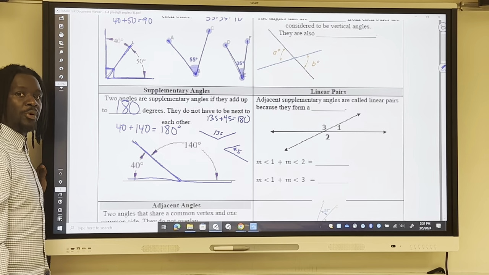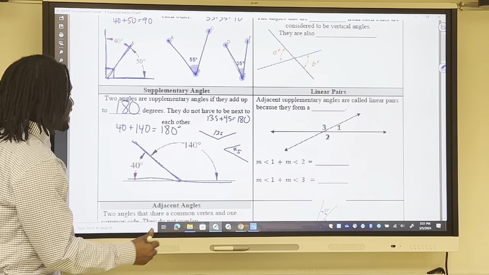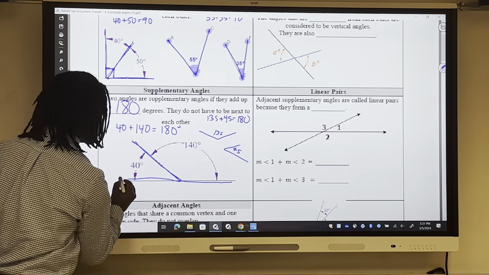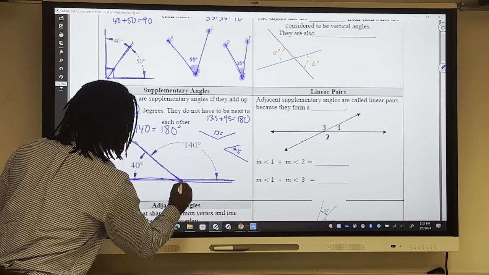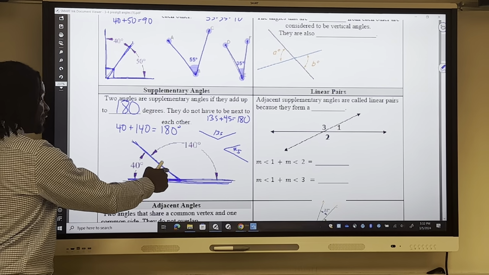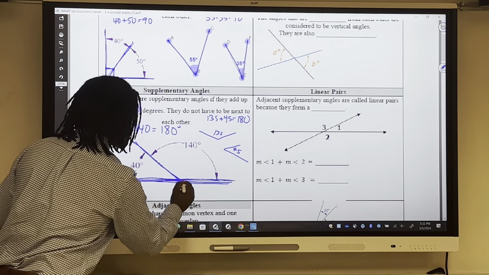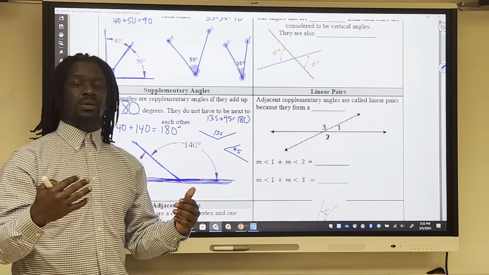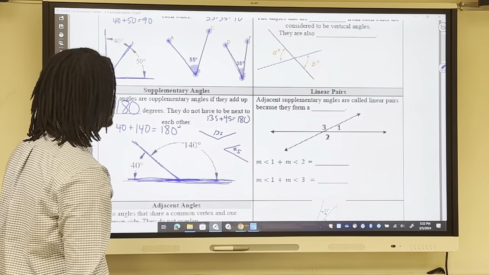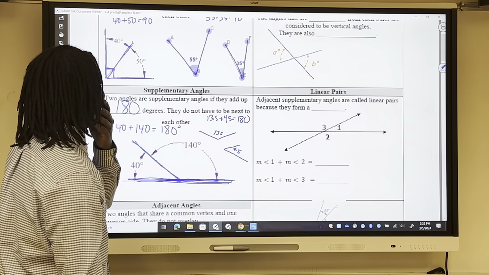The other thing I want to point out before I move on is that when you have these supplementary angles and it gives you 180, it is going to give you a straight line, okay? So 40 plus 140 makes this straight line, and supplementary angles make a straight line when they form, all right?